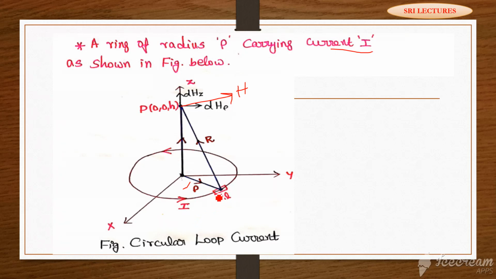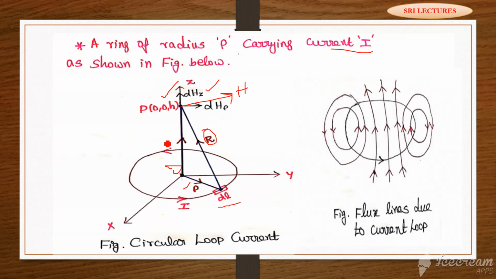and we are considering a small differential element dl along the circular loop. Now the line joining the origin to the element dl is rho, and the line joining the differential element dl and the point at which H is determined is taken as r. So with respect to point P we have two components, along the z direction we have dHz, and along the radial direction we have dH rho. The flux direction corresponding to this current carrying loop is given in the figure.